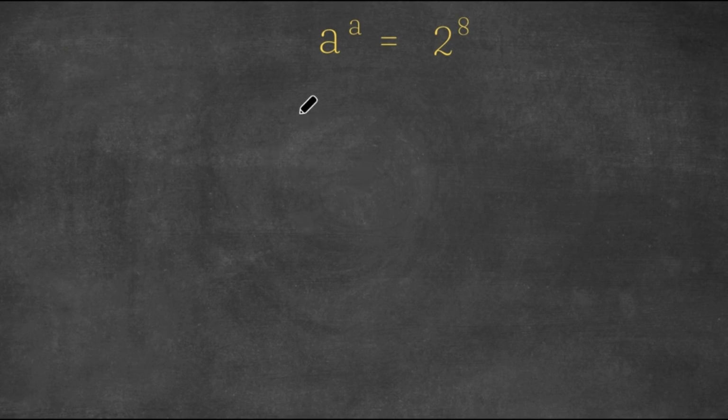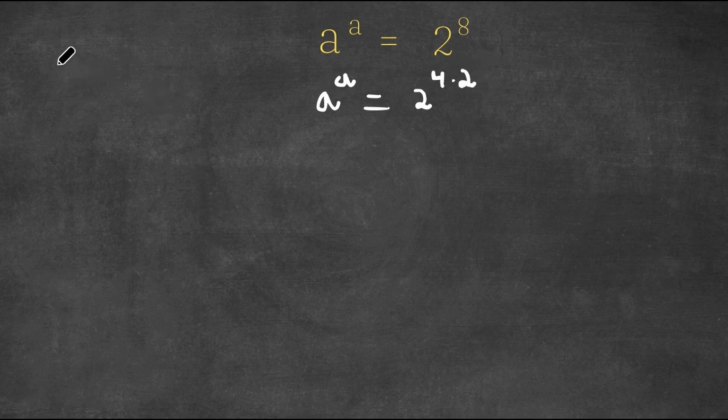In today's video, I'm going to be teaching you guys how to solve this exponential equation. So we have a to the power of a is equal to 2 to the power of 8. Now 8, this is the same thing as 4 times 2, right? So now I'm going to write this as a to the power of a is equal to 2 to the power of 4 times 2.